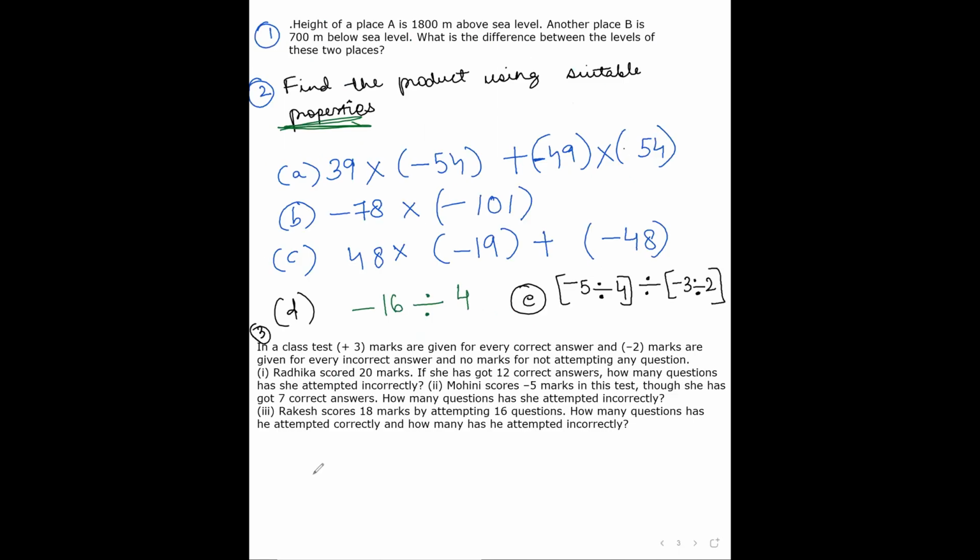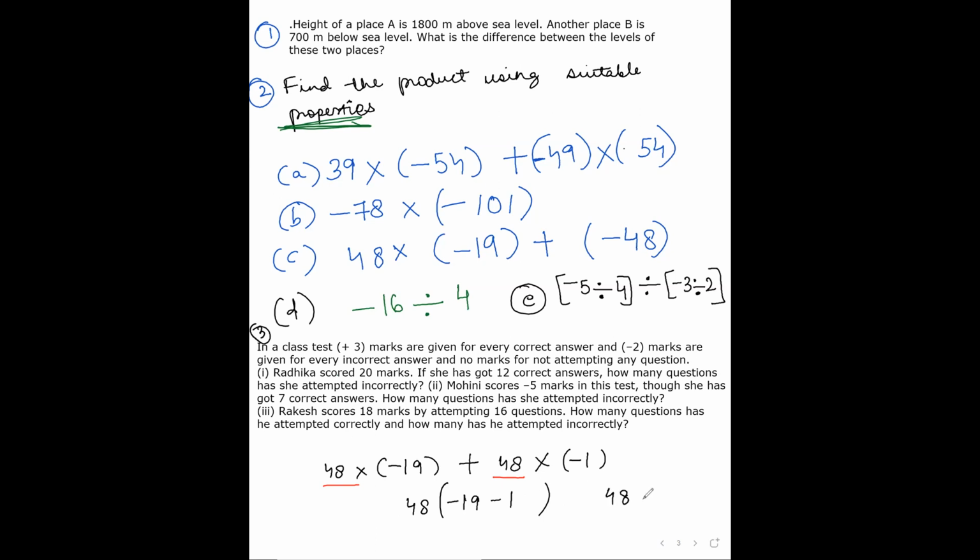What will you do? It will be 48 multiplied by -19 plus 48 multiplied by -1. So what do you take common? 48. Very good. What do you have remaining inside the brackets? Minus 19 and minus 1. So it will be minus 20. Yes. Got it?